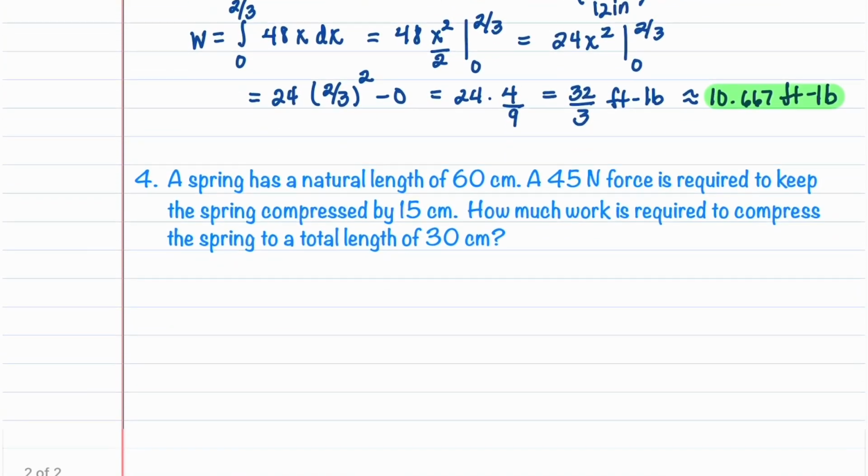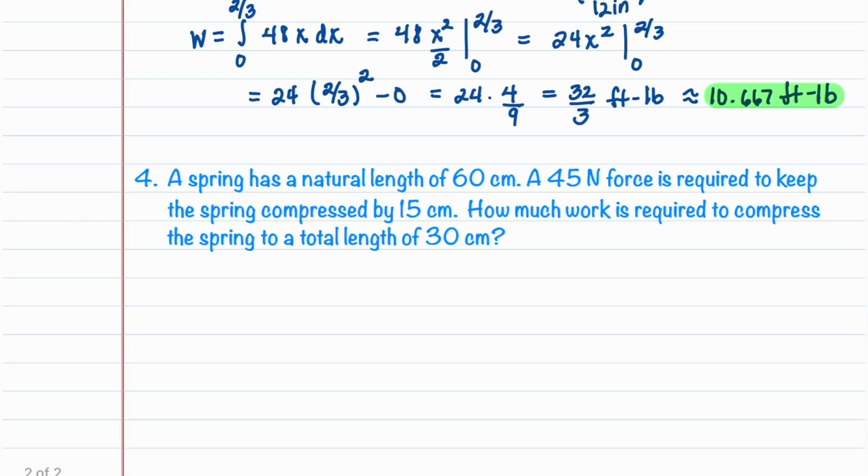Now let's look at our last example. This is another spring example, but it's different than the one that we just did because it involves compression. In this problem, we're told that a spring has a natural length of 60 centimeters. A 45 Newton force is applied to keep the spring compressed by 15 centimeters. We want to find how much work is required to compress the spring to a total length of 30 centimeters.